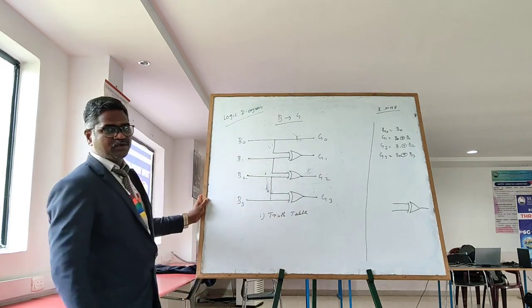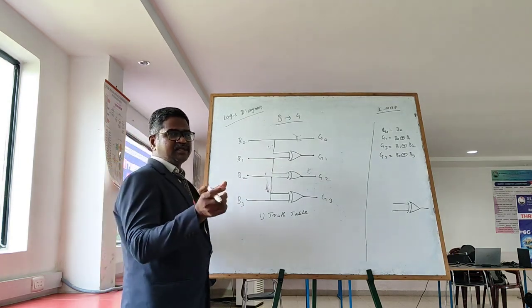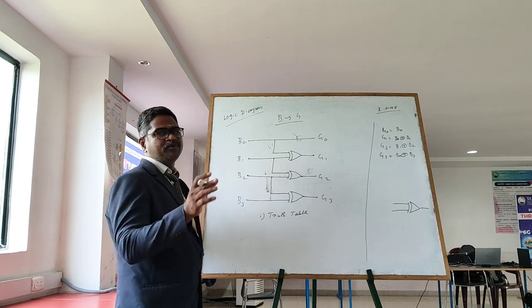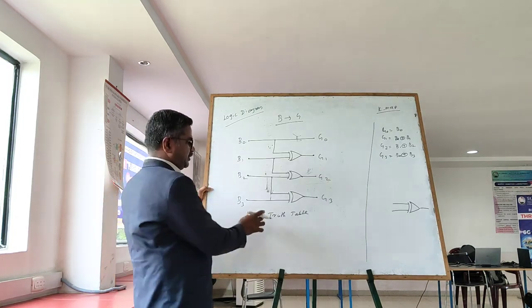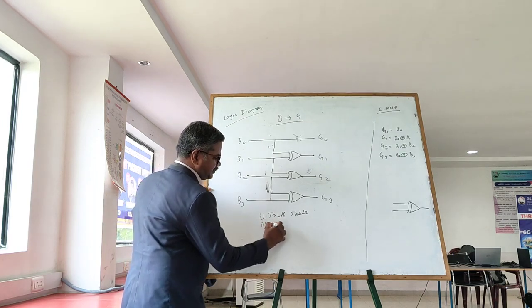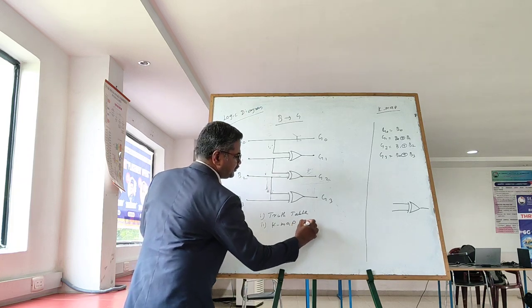Right? First, make the truth table with the help of the logic. Logic means if both inputs are the same, the output is 0. If both inputs are different, the output is 1. With the help of the logic, you have to make the truth table. From the truth table, we have to design the K-map, right? 4 variable K-map.